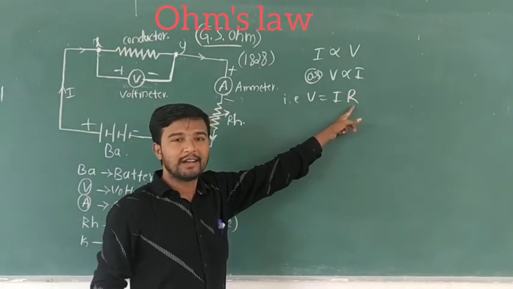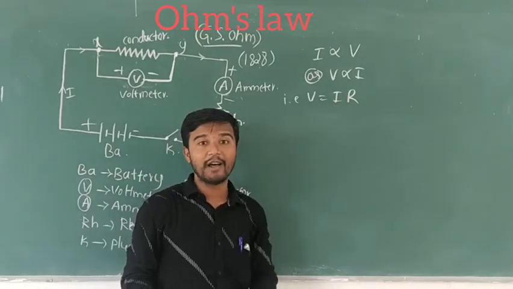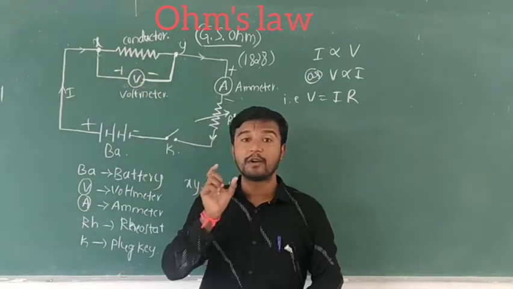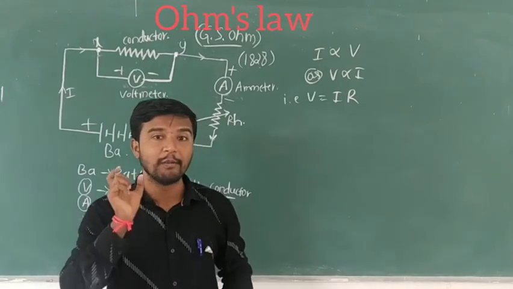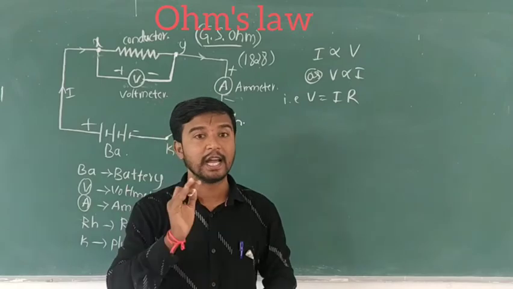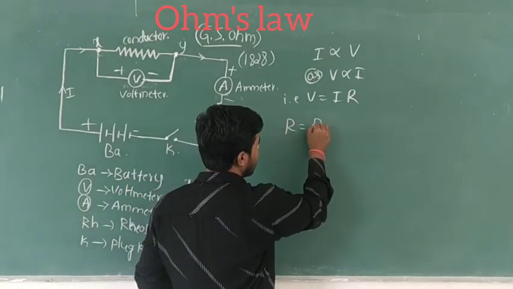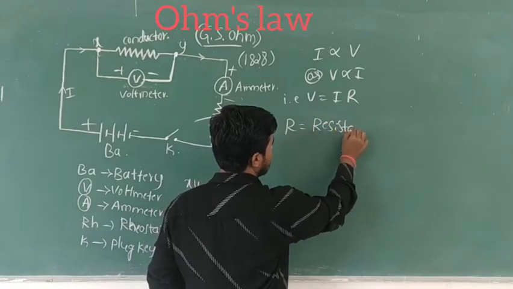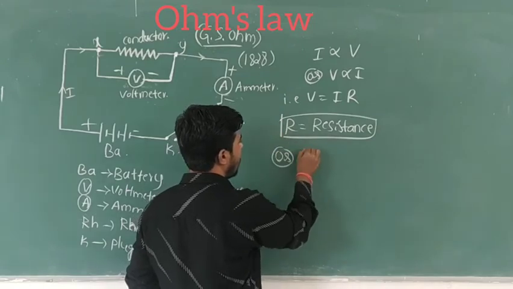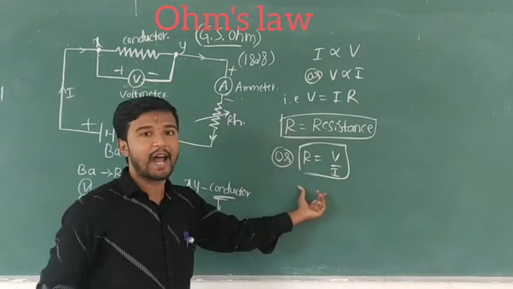What is the new letter R? R is the constant of proportionality. This is the constant value of the conductor, the constant of proportionality, and we also call it resistance, the electrical resistance of the conductor, where R is the resistance. R equal to V by I.